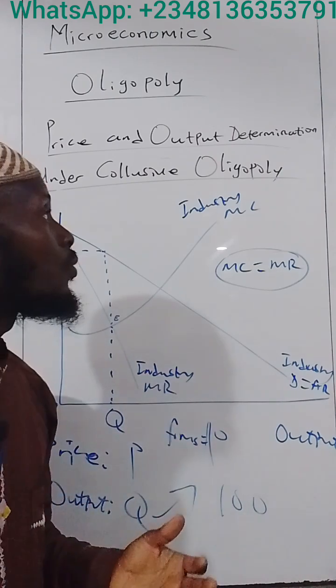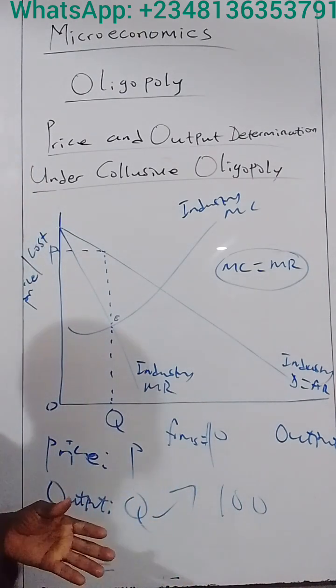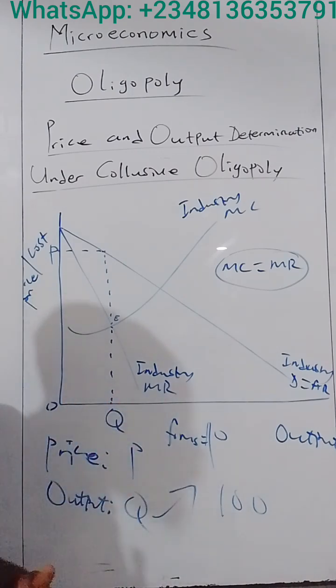In our next video, we are going to discuss how price and output are determined under non-collusive oligopoly.